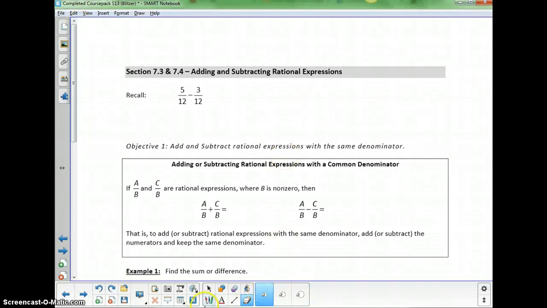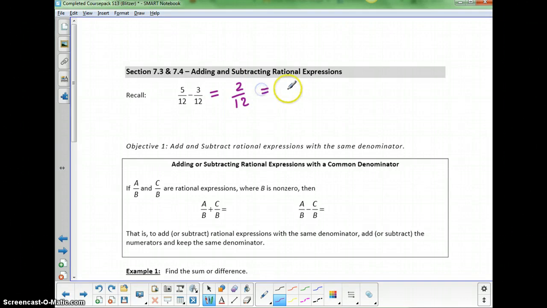So the next section, we're looking at adding and subtracting rational expressions, and we're going to start by looking at what happens with fractions. Now, if I have 5/12 minus 3/12, I already have a common denominator, so we know that we can just go ahead and subtract the numerators. We're going to get 5 minus 3 is 2/12, keep the common denominator, and then just reduce it to get your final answer. Divide both by 2, you get 1/6.